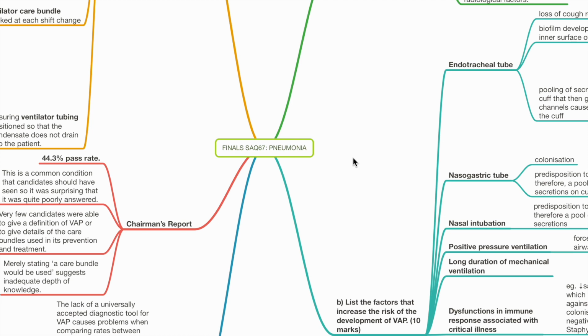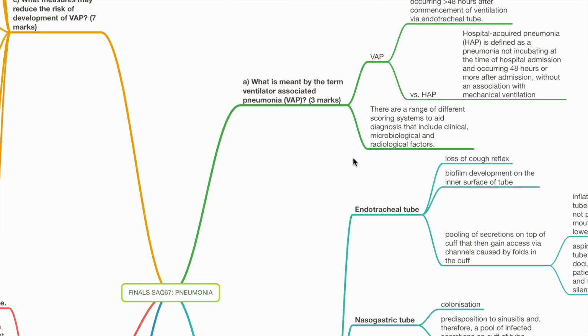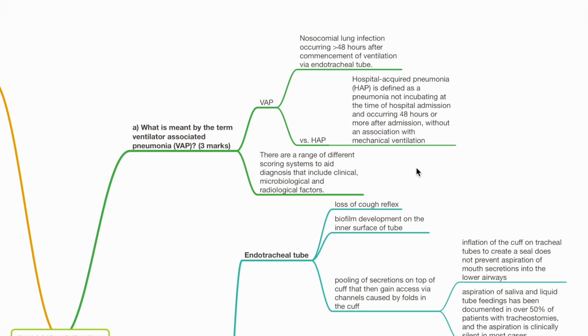Finals SAQ67 Pneumonia. A. What is meant by the term ventilator-associated pneumonia? VAP refers to nosocomial lung infection occurring more than 48 hours after commencement of ventilation via endotracheal tube.